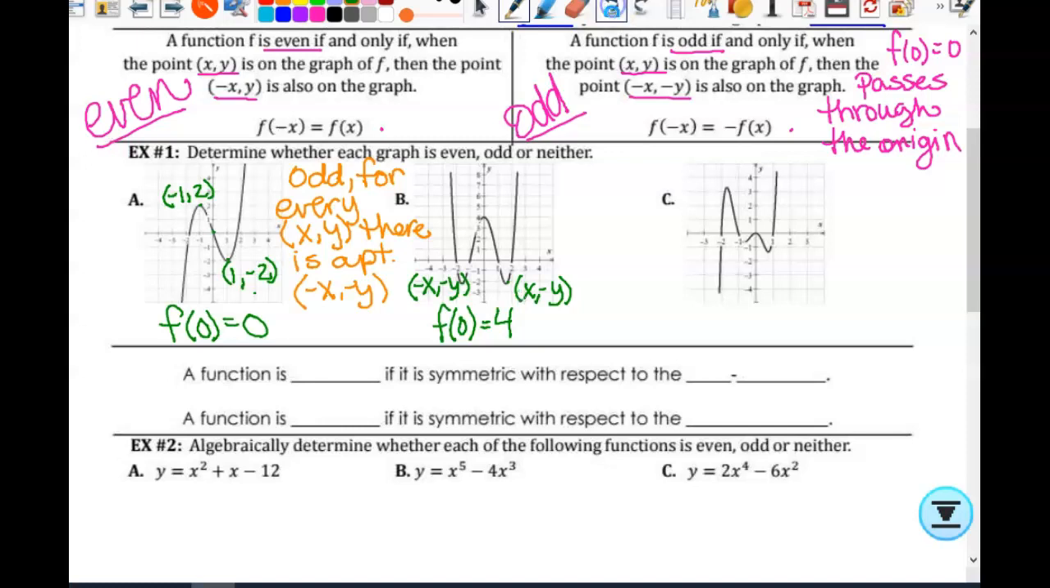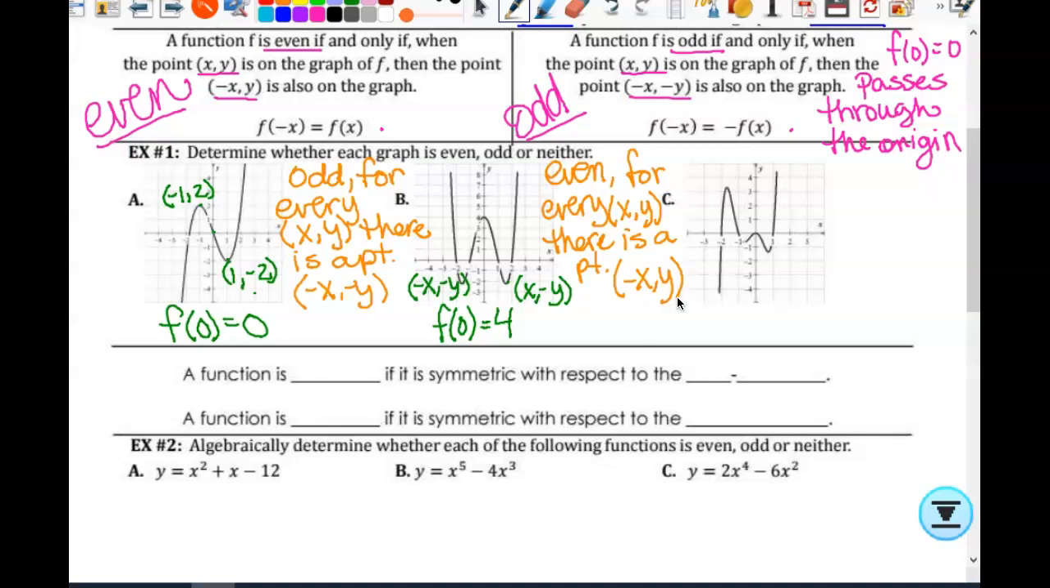Ooh, now it looks like it's negative. We changed the sign on x. That's what's happening over here, which means that this function is even. And I can say for every (x, y), there is a point (-x, y). Okay. And I didn't put the same signs that are on the graph because that's not what the rule says. We okay with that? Any questions?